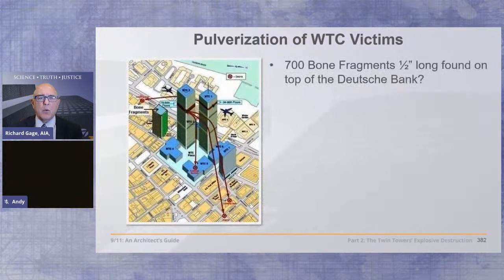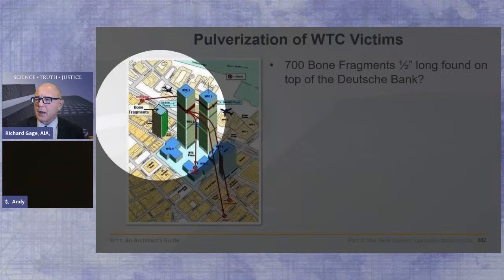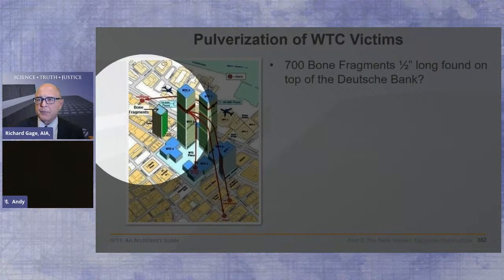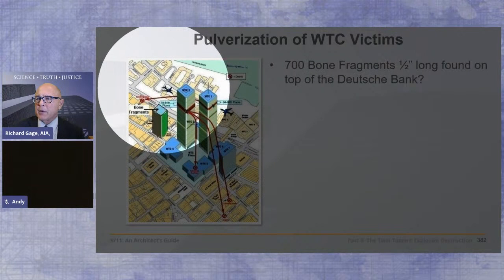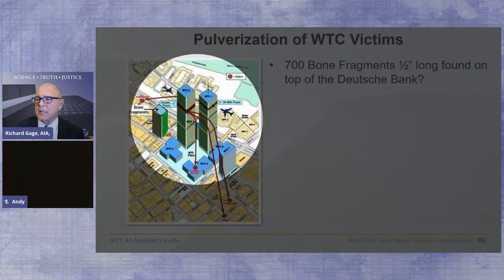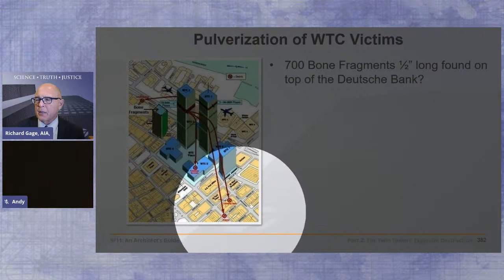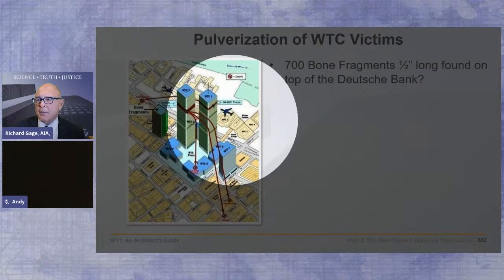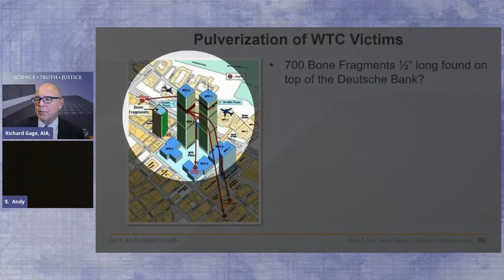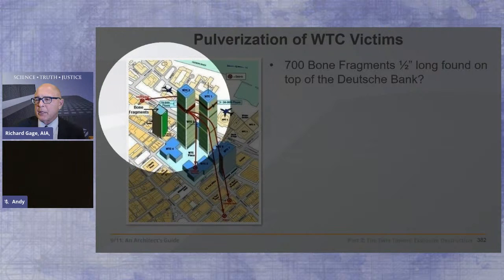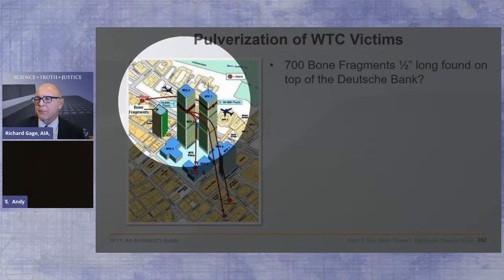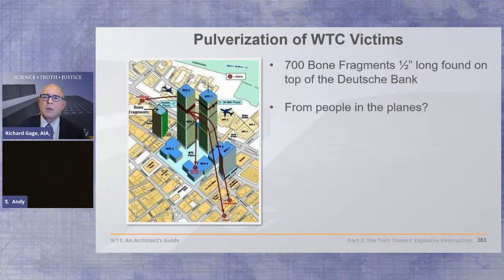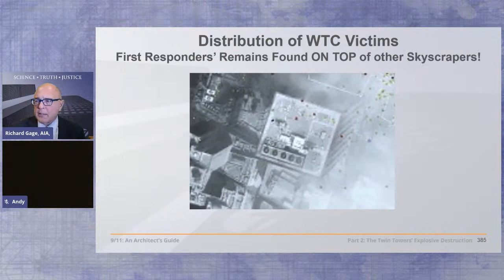Wait a minute. We have 700 bone fragments, a half an inch long, found on top of this Deutsche Bank building here. Well, they didn't come from the people in this airplane that hit the South Tower because its ejections went out the other way. They didn't come from the people in this airplane that hit the North Tower because those ejections were blocked from hitting the Deutsche Bank building by World Trade Center 2, the South Tower. And many of them were from firefighters, which we can tell by the red triangles.